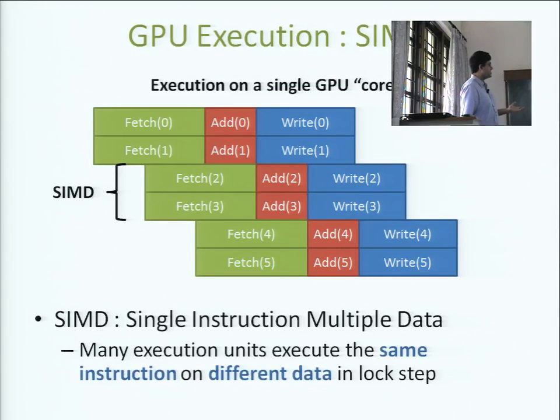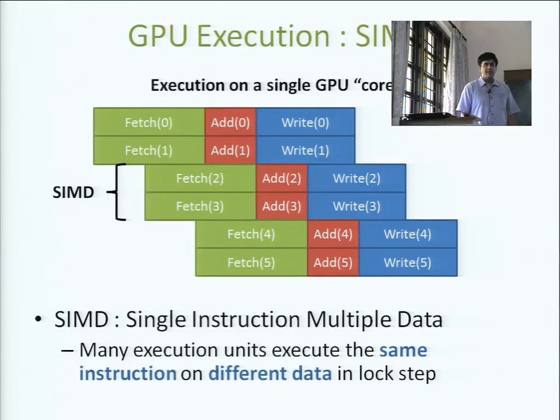So the other form of parallelism that GPUs exploit is called SIMD, single instruction multiple data. Basically, every thread is running the same set of instructions, but just on different pieces of data. So you actually have one control system for multiple arithmetic units, because all of them are anyway executing the same instruction.